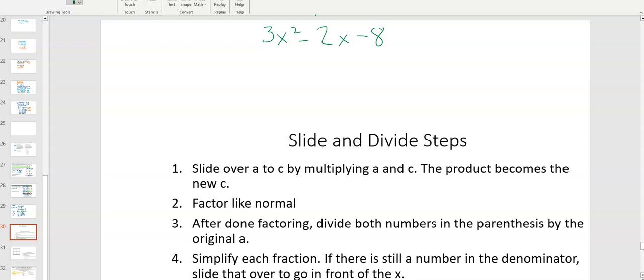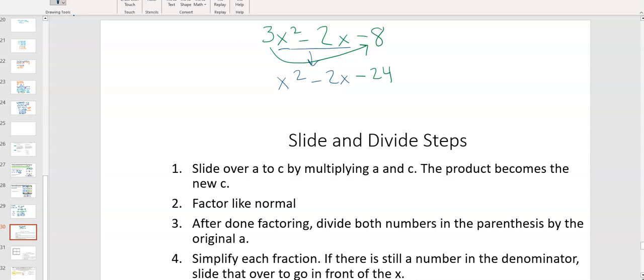We are going to go ahead and slide and multiply. We're sliding A over to C by multiplying them together. And when we do that, we're taking the 3 and sliding it to the negative 8, and you're going to get negative 24. You'll probably notice that when we do that, we're left with this bit right here. We're just going to bring that down, okay? So x squared minus 2x minus 24. That's kind of our new polynomial.